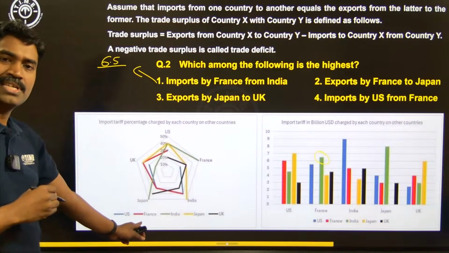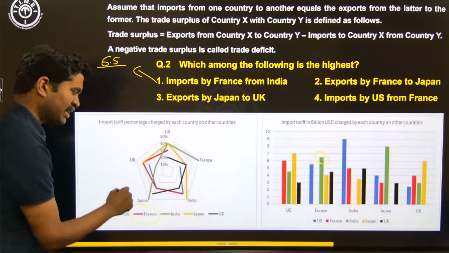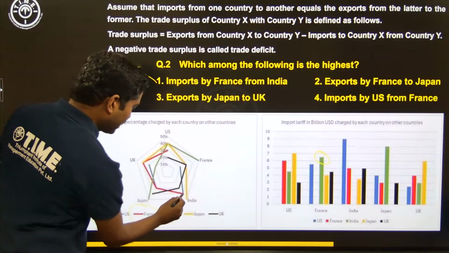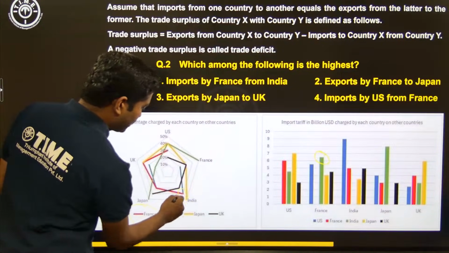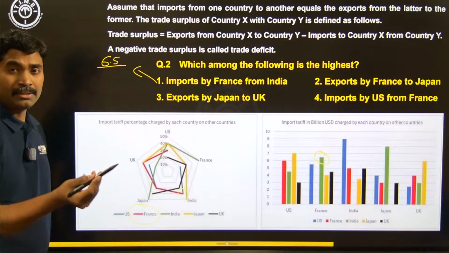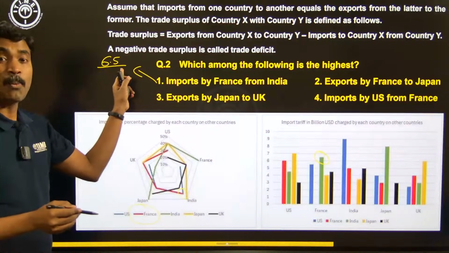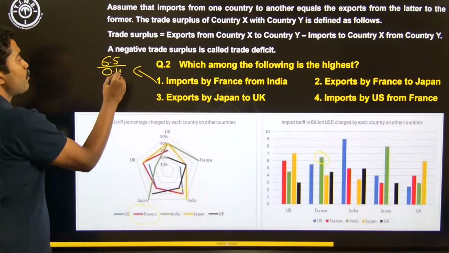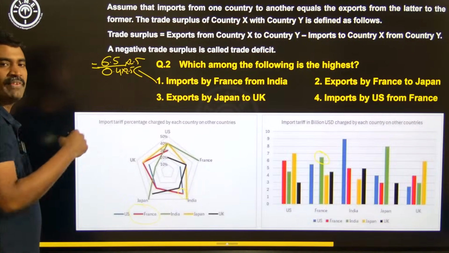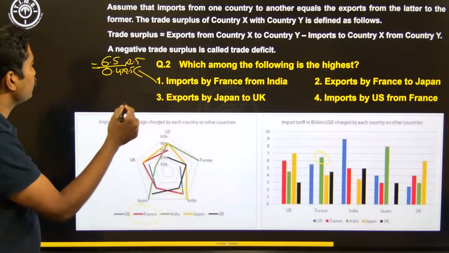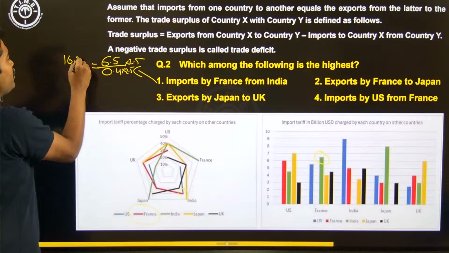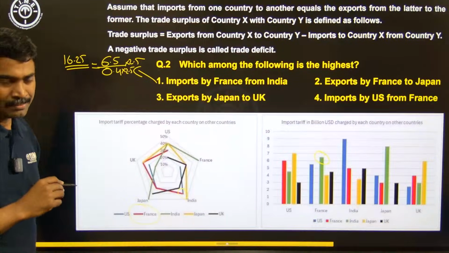Check France, France is this red. Now how much is France levying against India? When France red comes to India, 10, 20, 30, 40, this is 40, right? So 40% is what France is levying against India, and that turns out to be 6.5. So 6.5 by 0.4, which is 6.5 into 2.5. 6.5 into 2 is 13, and half of 6.5 is 3.25. 13 plus 3.25, $16.25 billion. That's the first option.